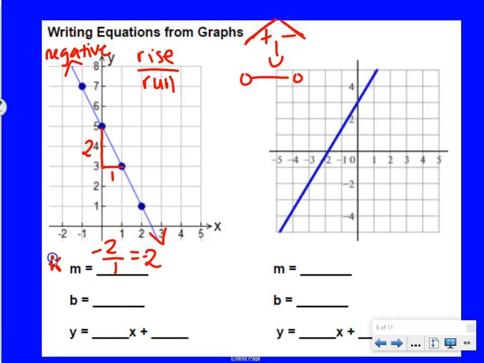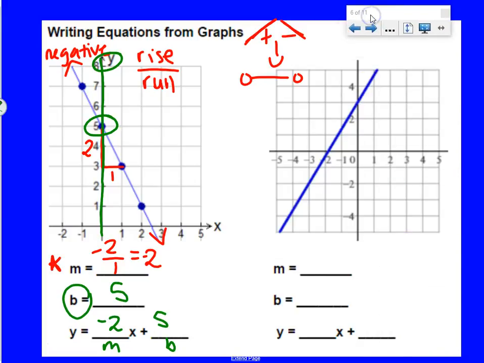Last thing we need is our b, our y-intercept. Where do we cross the y-axis? Where does the blue line cross the green line? Right here at 5. So our y-intercept is 5. Put it together in our equation, y equals mx plus b. M is negative 2, b is 5.